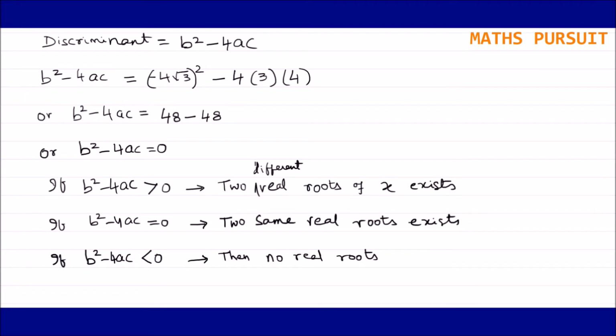Now guys, if you look into our equation, we got b² − 4ac equal to 0. That means it falls in this category. So we will conclude that we are going to get two same roots of x. For example, if one x value is 2, the other x value will also be 2. If one x value is 5, the other x value will also be 5.